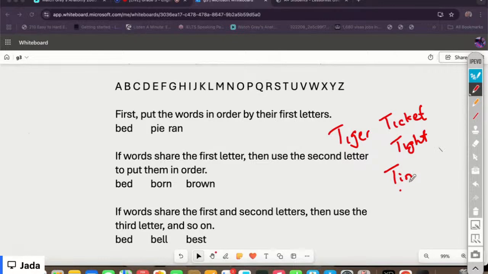Okay, so we have tickets. Now, if you look at tiger and tight, they are both TIG, TIG. So you have to look at the next letter and see the one that comes first. So E. So tiger, tight, and then team. All right, good job.